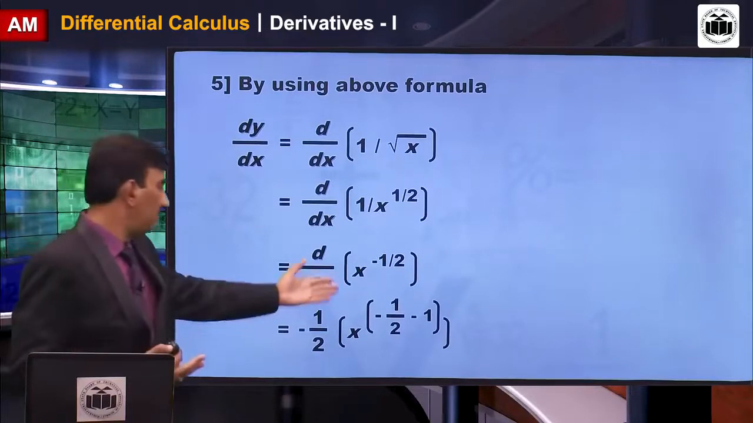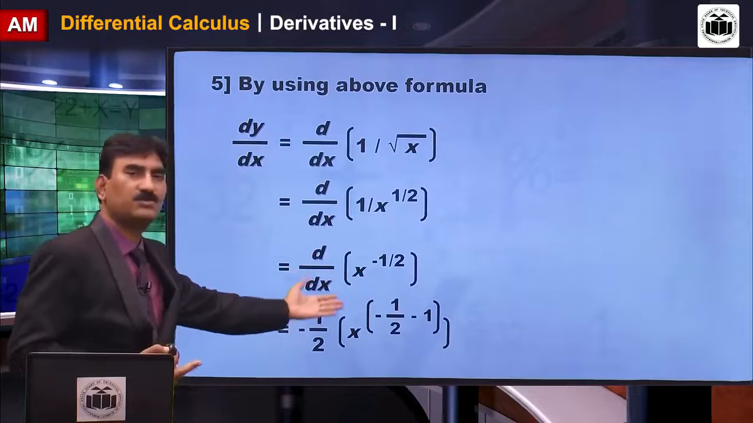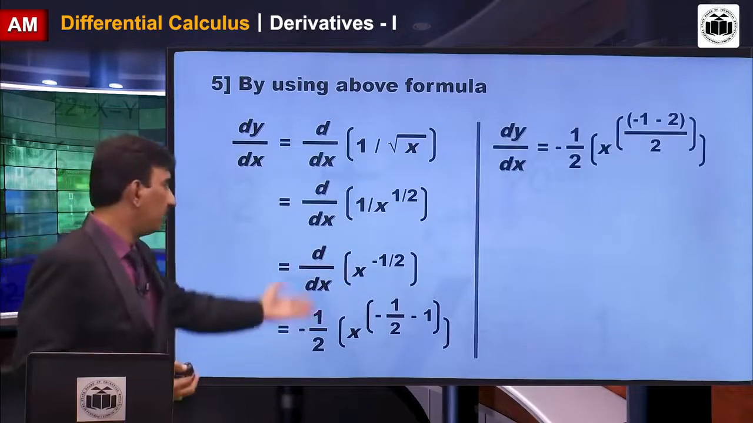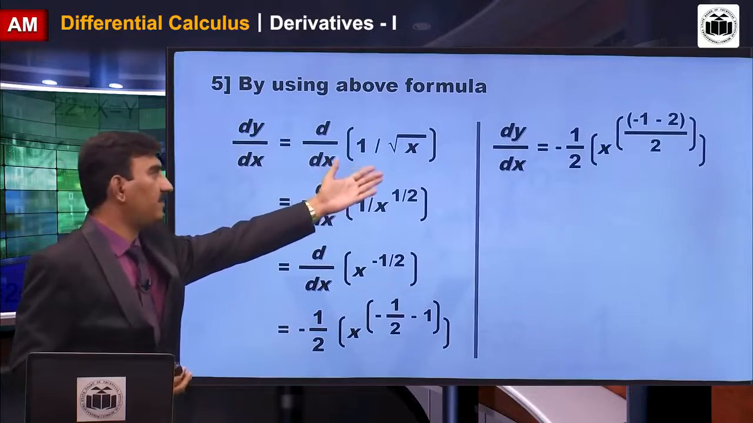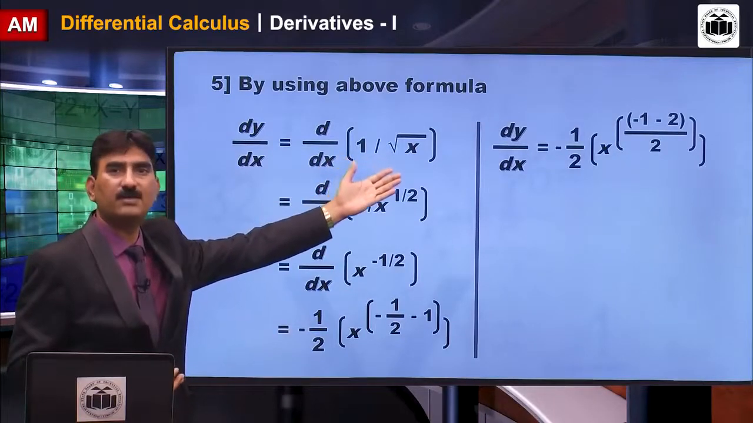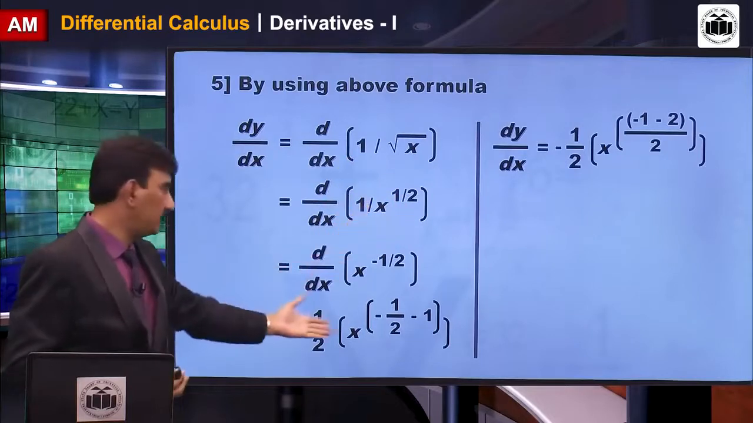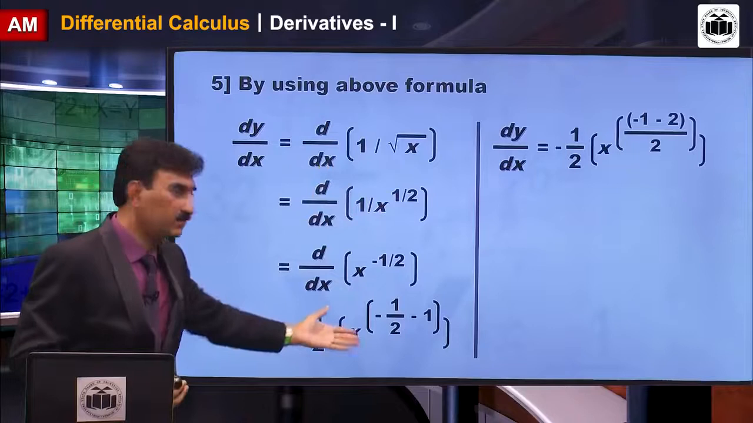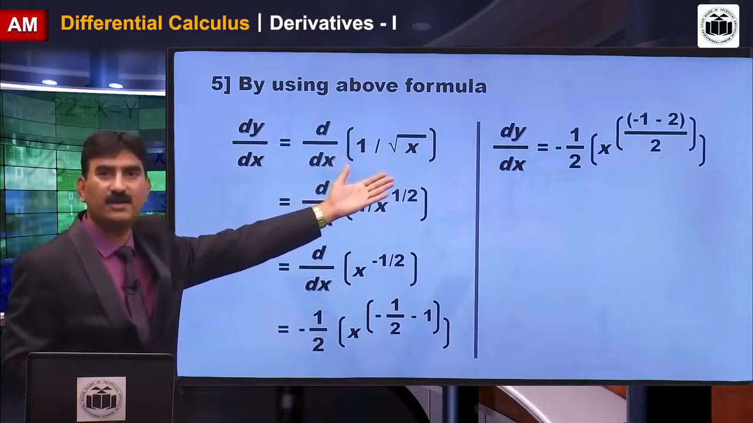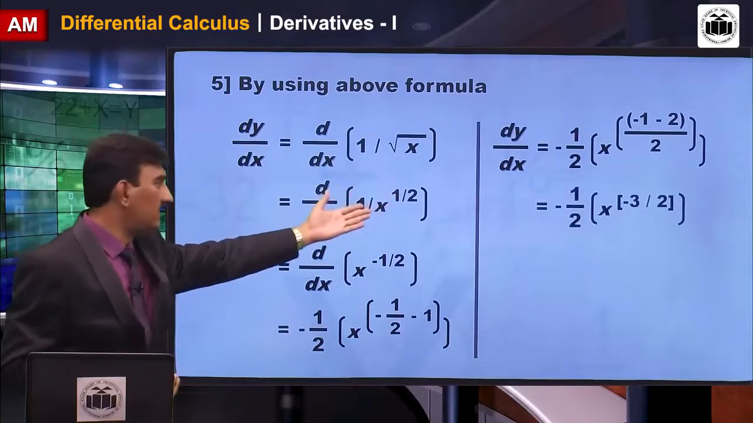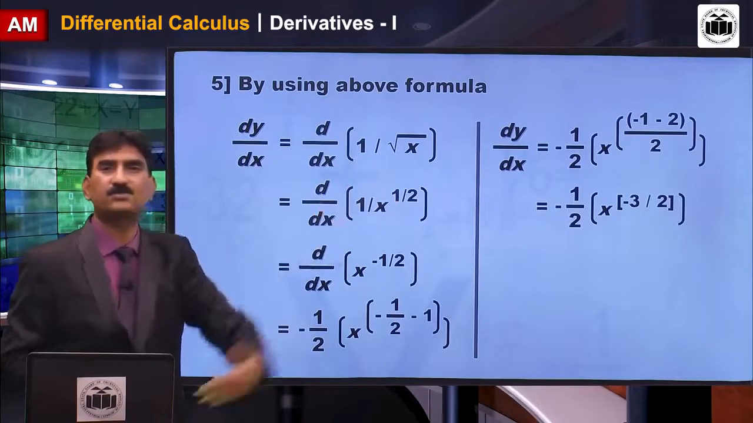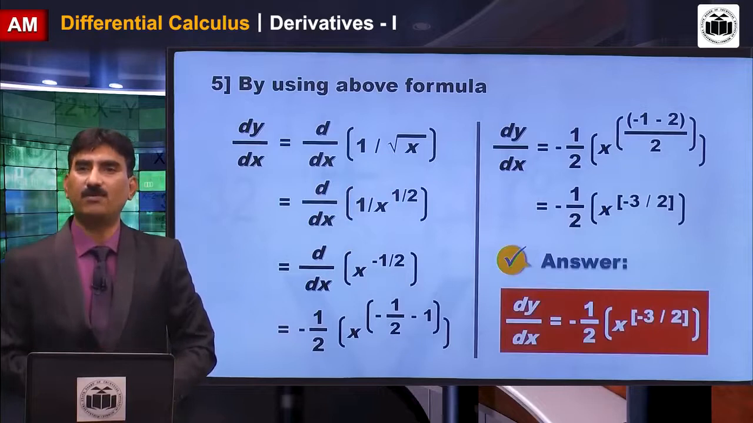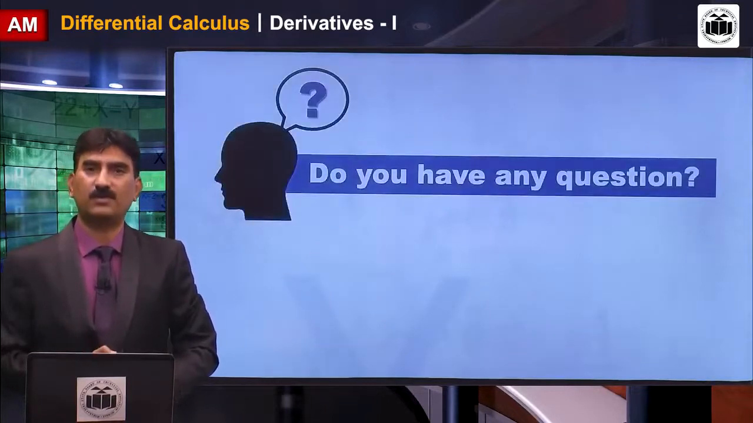Apply the formula of derivatives, n into x raised to n minus 1. So we get minus half x raised to minus half minus 1. Now after taking LCM, what do we get? Minus half x raised to minus 1 minus 2 upon 2. See, this is our LCM. आप LCM में भी गड़बड़ करते हो. So take care when you take the LCM here. So what is the final answer? Minus half x raised to minus 3 by 2. So this is the derivative of 1 upon root x.